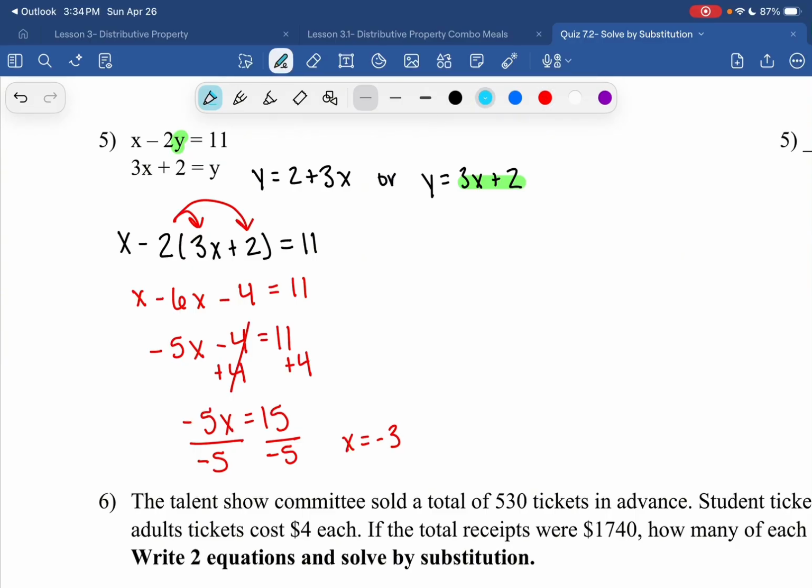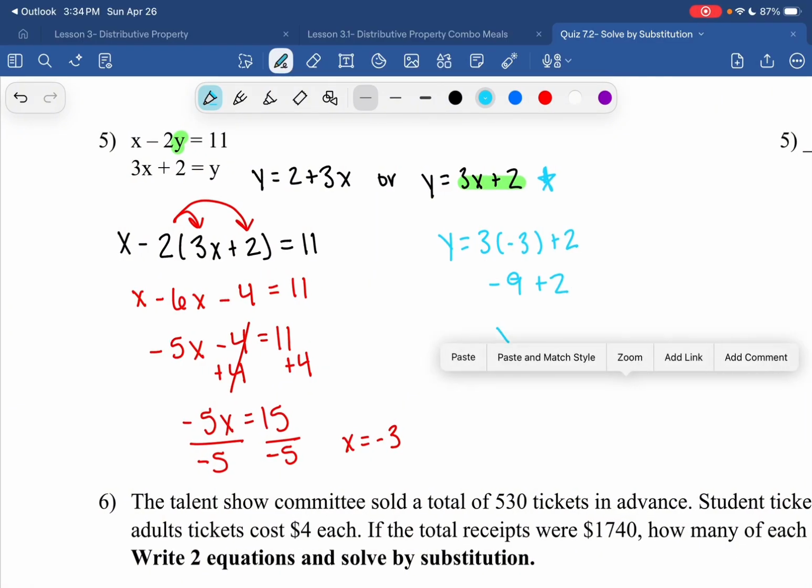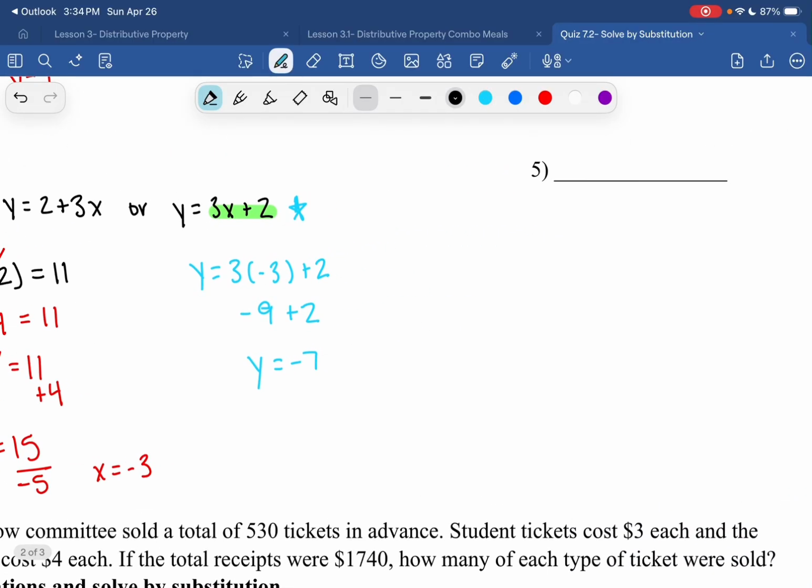Okay, I'm going to plug that into this equation here that says y equals 3x plus 2. So now I get y equals 3 times -3 plus 2. 3 times -3 is -9, plus 2. So y equals -7. And then I write my answer as an ordered pair.